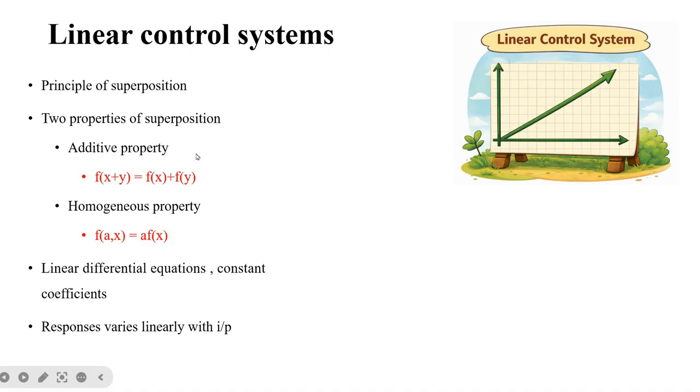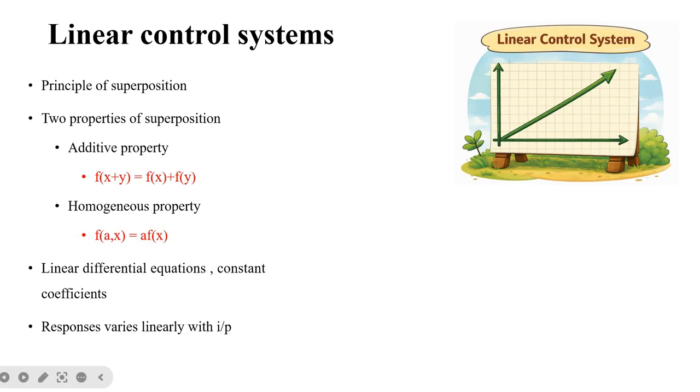And mathematically, the principle of superposition is expressed by two properties. First is the additive property and second is the homogeneous property. In additive property, suppose we have two variables, that is x and y, which belong to the domain of the function f. Then we can have f of x plus y is equal to f of x plus f of y. That is the additive property. And second is the homogeneous property, which says that for any x which belongs to the domain of function f and for any scalar constant, I have taken a as the scalar constant here, then we can have f of a x is equal to a into f of x. So this is the homogeneous property.